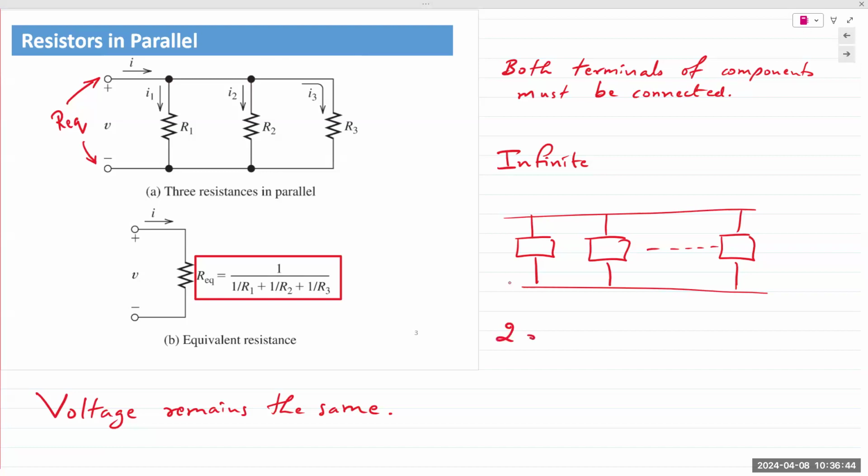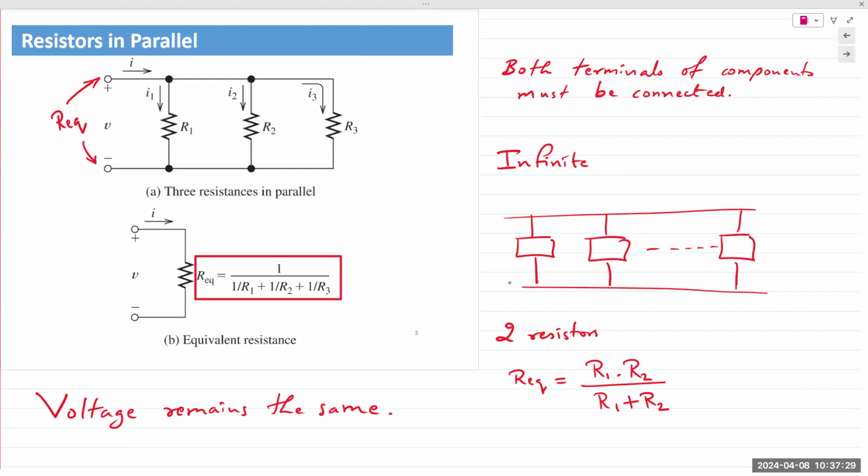If you have two resistors in parallel, the shortcut is Req is the product of the two divided by the sum of the two. 1 over R1 plus 1 over R2 would give you R1 plus R2 divided by R1 times R2. You take the reciprocal. The resulting equation is the product of the two resistors divided by the sum of the two. This only works if you have two resistors in parallel.